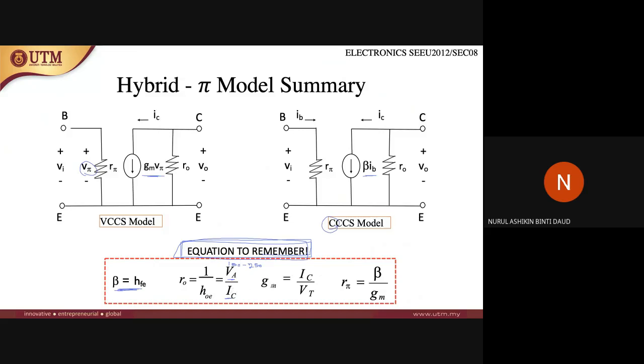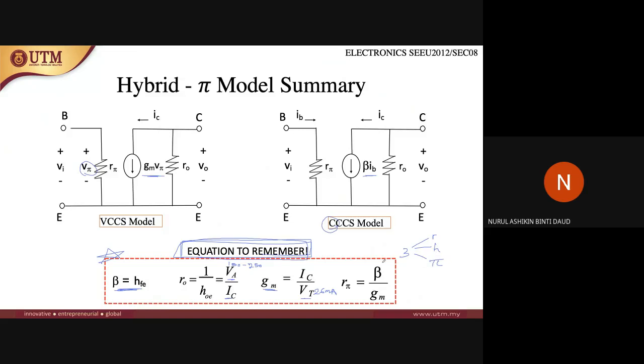Then gm, the transconductance, is found as IC over VT. VT is the thermal voltage at room temperature, usually the value is 26 millivolts, and it is constant. You can find the value of IC or gm from this equation. And r pi equals beta over gm. So these are the important equations that you need to remember, summarized from all three models: the r model, the h model, and the hybrid pi model.